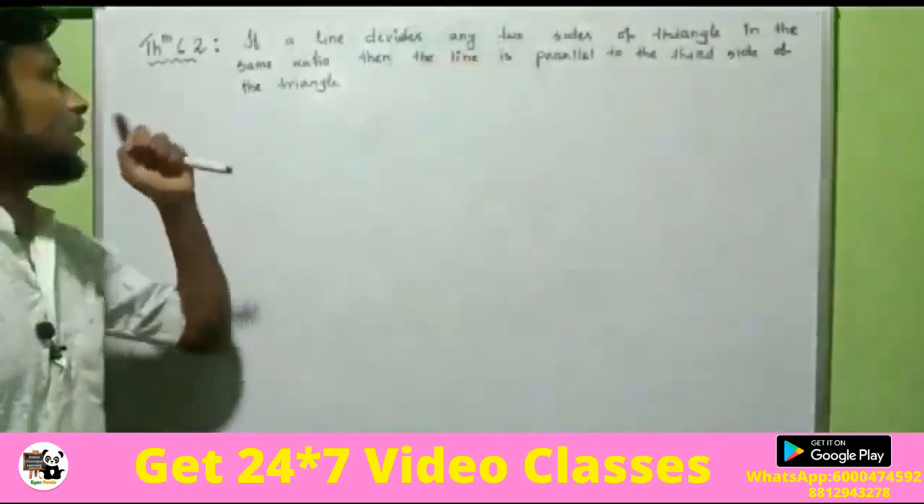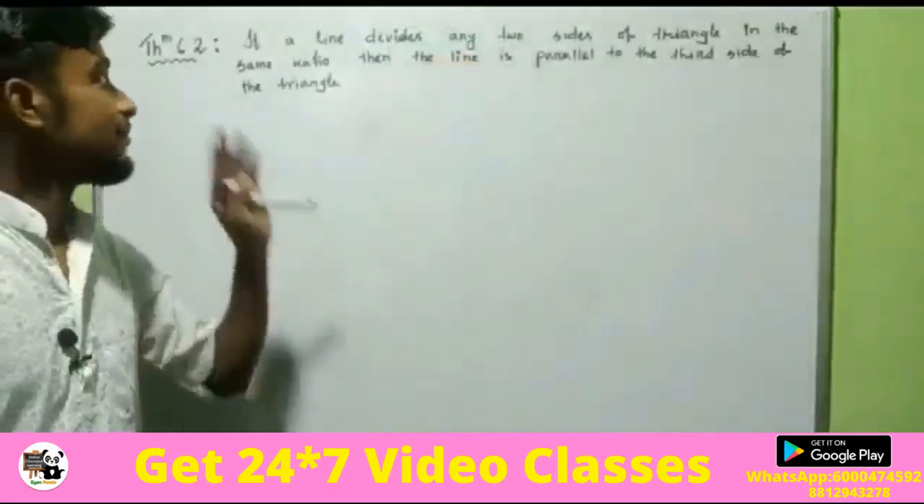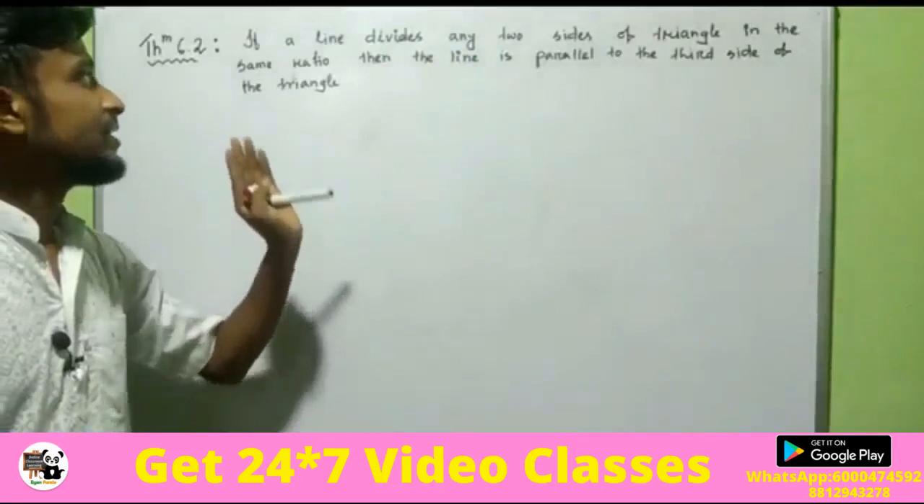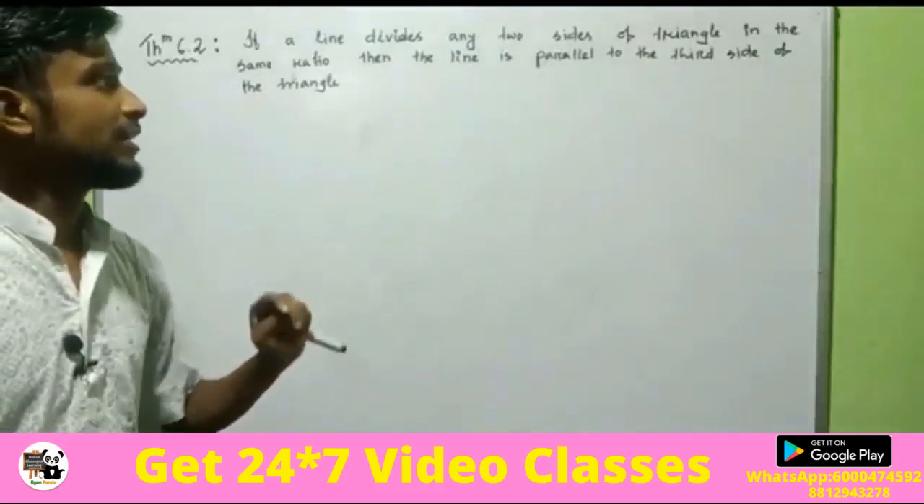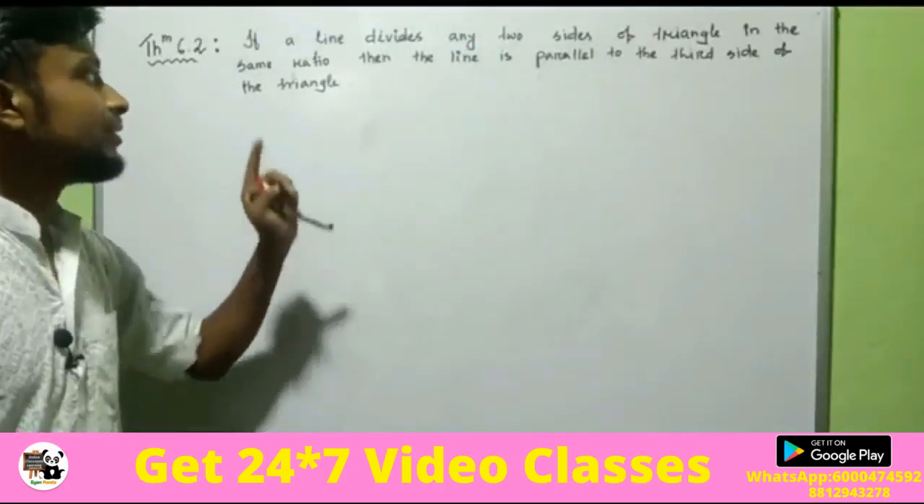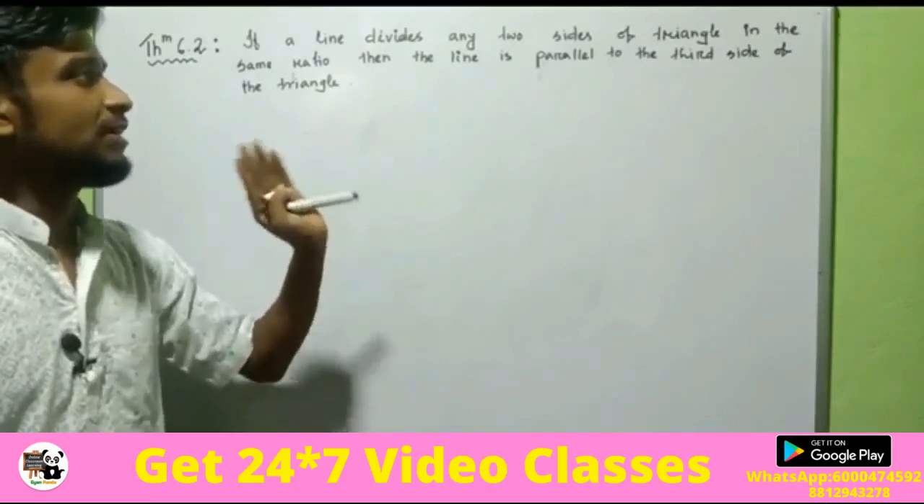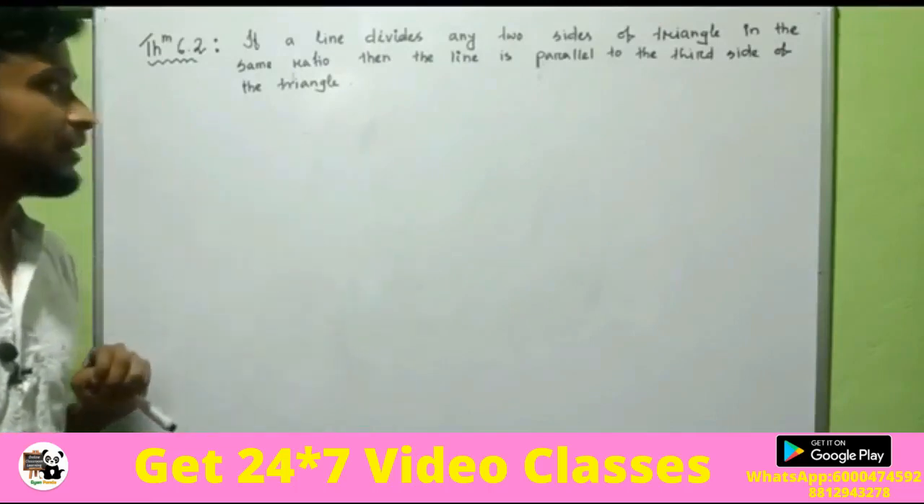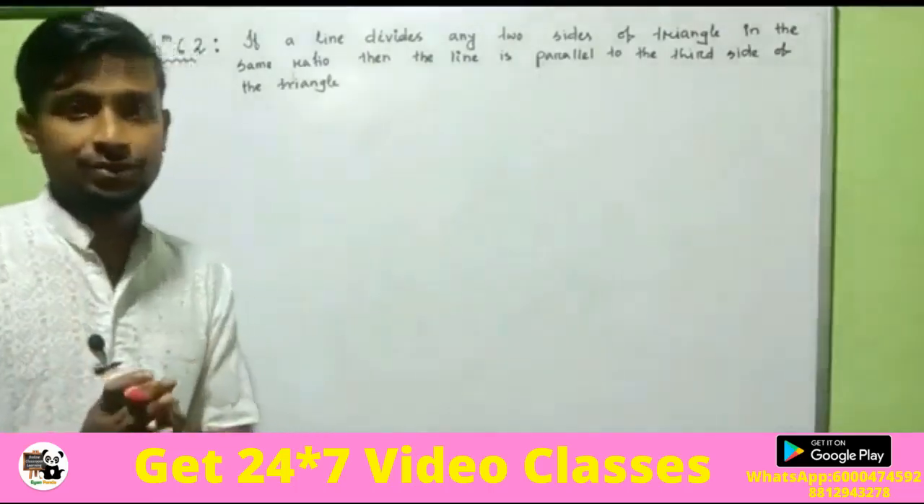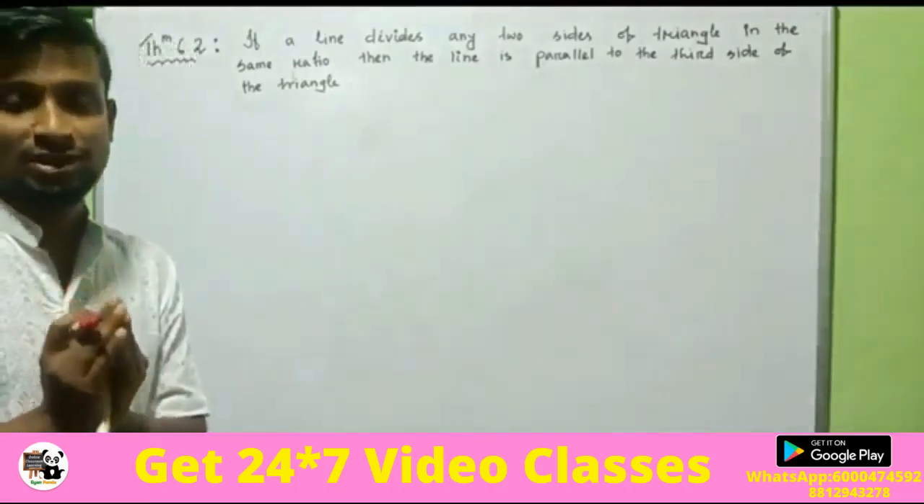Today we will discuss the converse part of BPT. Alright? So the theorem is, if a line divides any two sides of a triangle in the same ratio, then the line is parallel to the third side of the triangle. So first let me remind you the basic proportionality theorem.